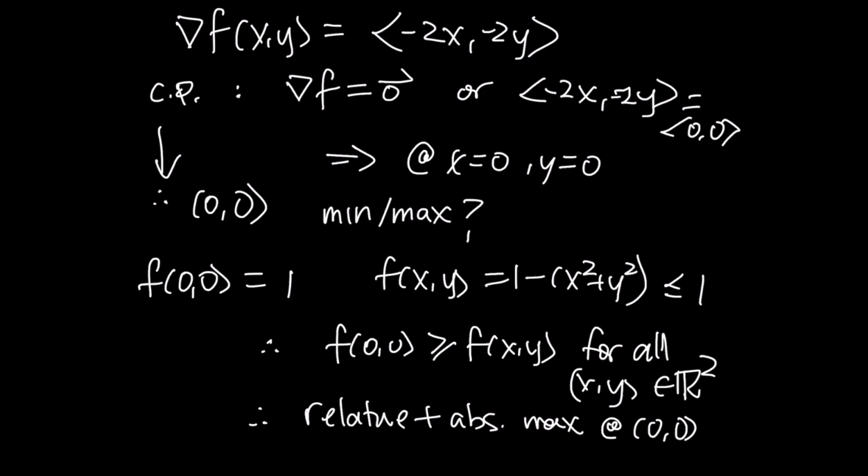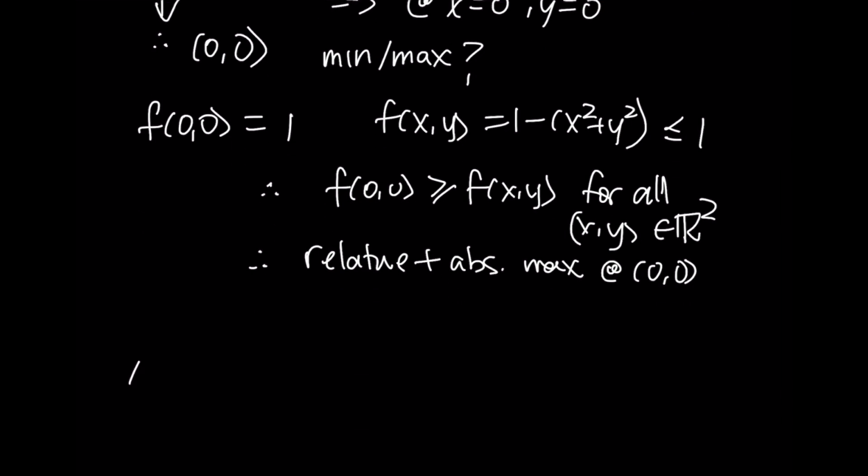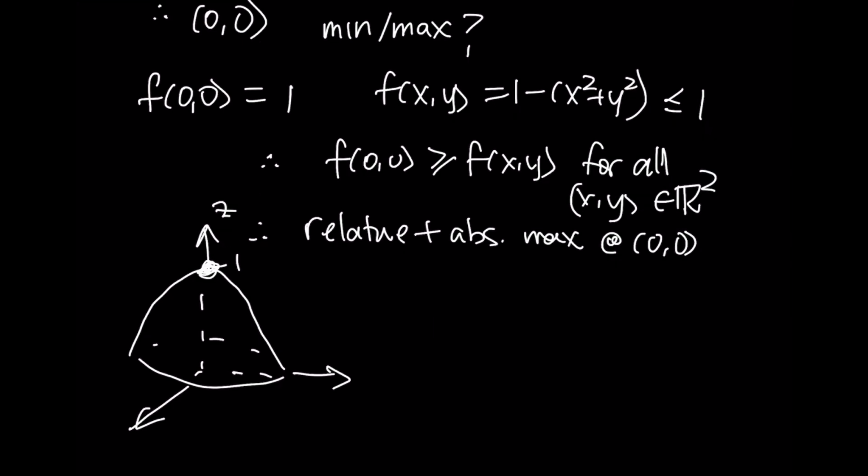Now you can see this very straightforwardly. Remember that this is a paraboloid function that goes through the z-axis at 1. Right there, this is the only maximum point, the only extreme point that we have.